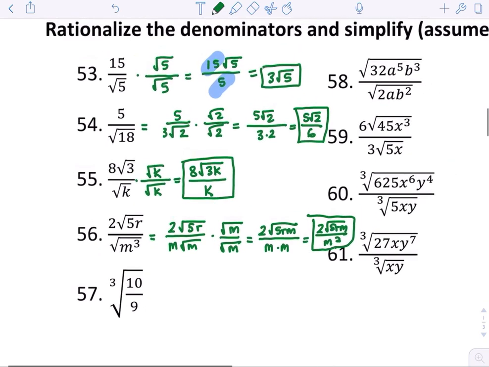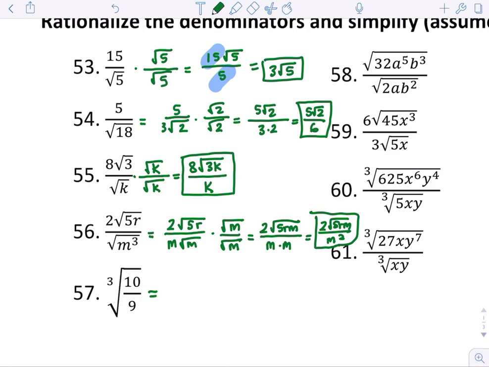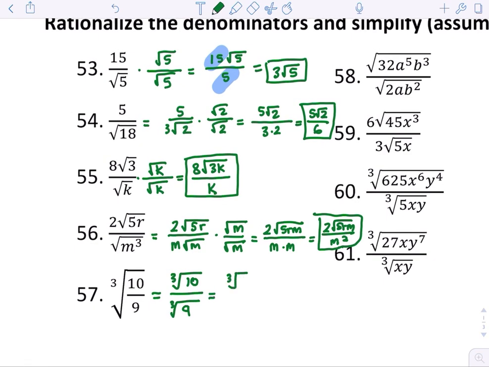Okay, 57. Alright, so for 57, I'm just going to split up that cube root to both. Now, cube root of 9, right? Well, I can multiply top and bottom by, well, first, right? This has a root of 3, which means everything on the inside must have a power of 3. This is one thing I do notice. Isn't 9 3 to the second power?